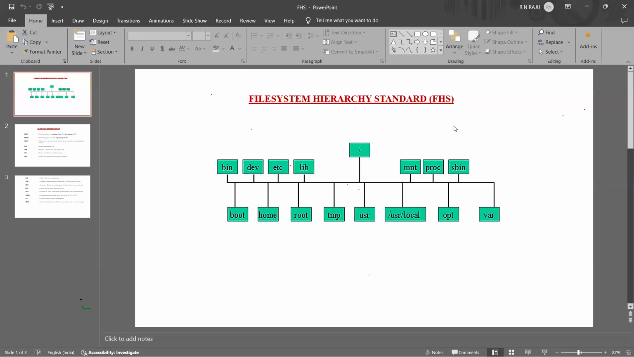Okay. So now, how can you install the Linux operating system based on this file system hierarchy standard? In the next class, I will explain it. And one more important thing, everyone, I have uploaded yesterday's class PDF. I think you got it, right?